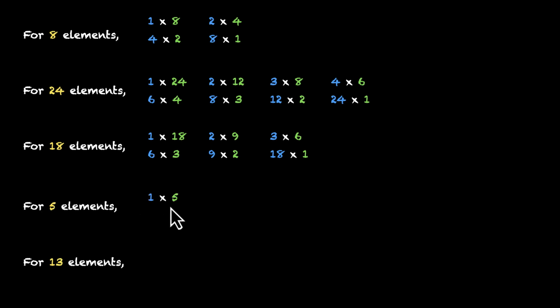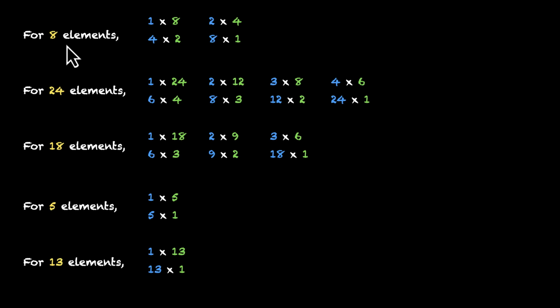Either we'll have all the elements in one row or we'll have all the elements in one column. Either the order will be 1 by 5 or 5 by 1. The same is the case for 13. Either we'll have all elements in one row, that's 1 by 13, or all elements in one column, that's 13 by 1. So for these two, the number of possible orders is 2.